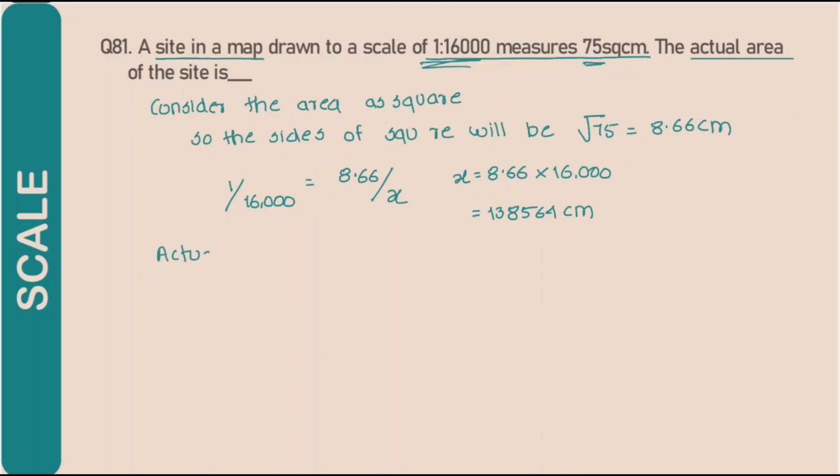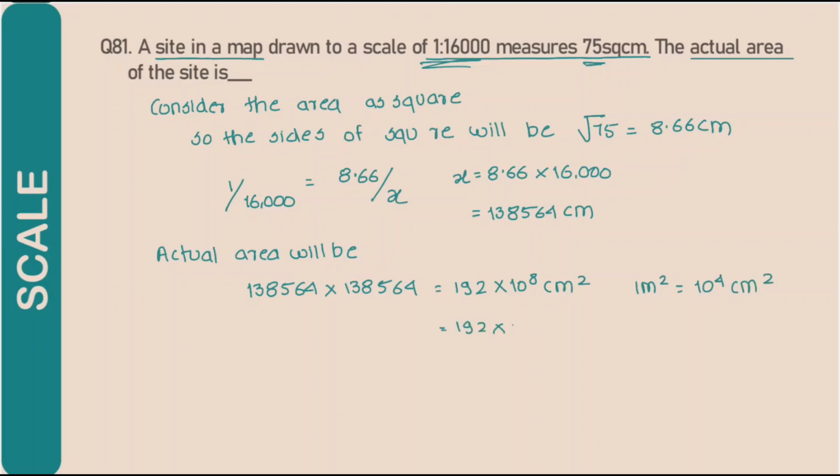So the area of the map will be 1,38,000 into 1,38,000, that comes up to 192 into 10 raised to power 8 centimeter square. We know that 1 meter square is equal to 10 raised to power 4 centimeter square, that is 192 into 10 raised to power 4 meter square. 1 hectare is equal to 10 raised to power 4 meter square, so there it is 192 hectares.